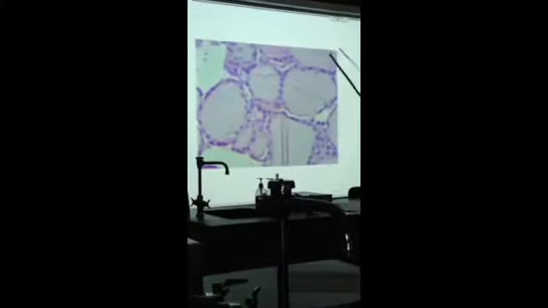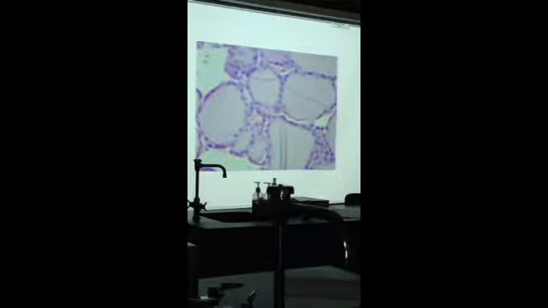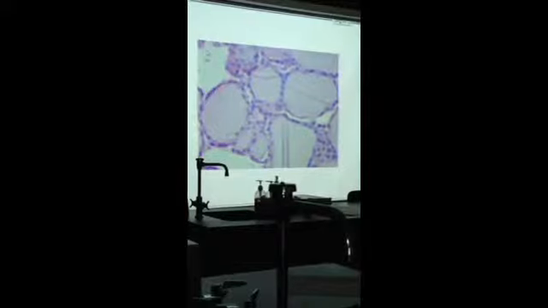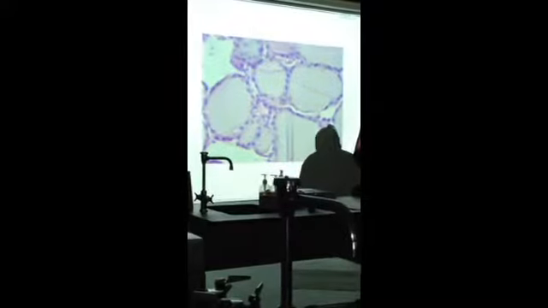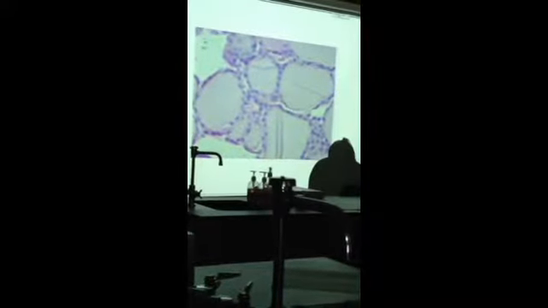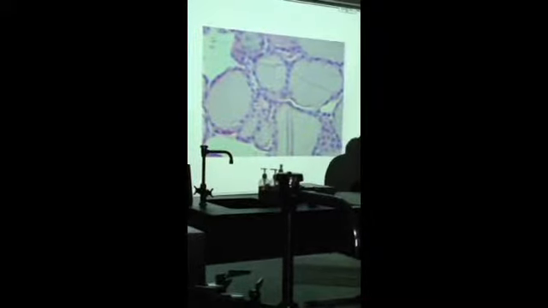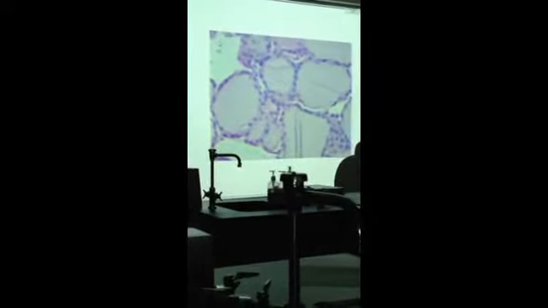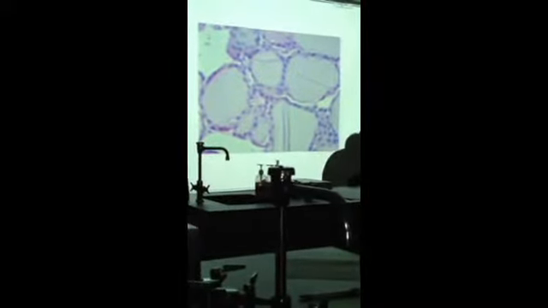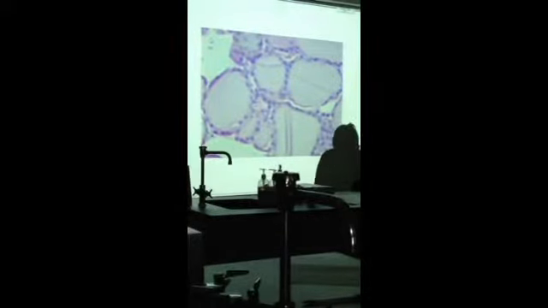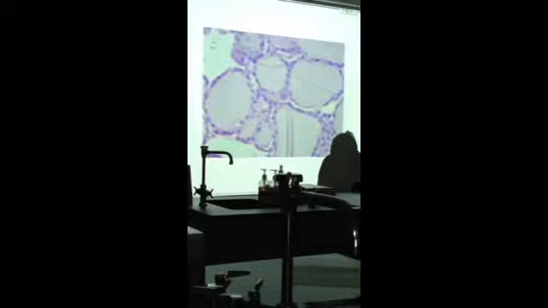It's stored within the follicle in complex with a protein, and that is known as thyroglobulin. You might want to look at your handout and follow along on that. That's what we have on hand. So, we'll follow along on that. Okay.